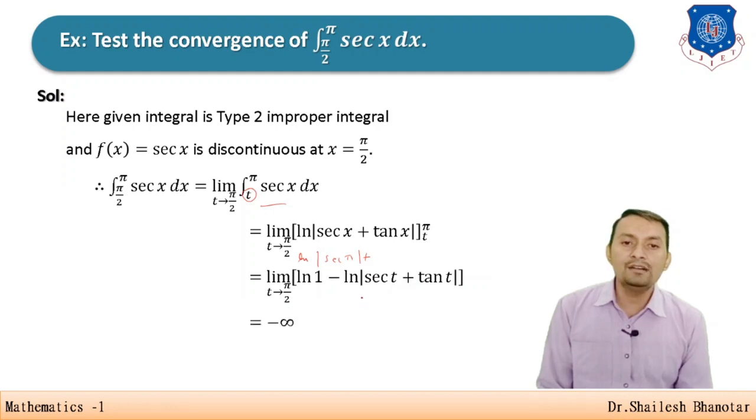When you simplify, you will get minus infinity, because tan of pi by 2 is infinite and there is a minus sign. So our answer becomes minus infinity, and therefore the given improper integral is divergent.